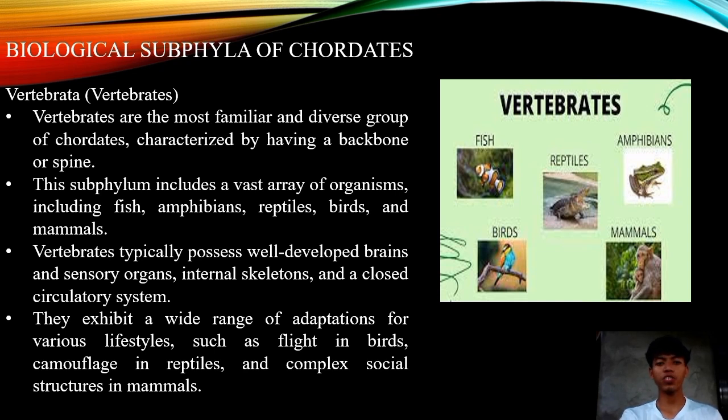One of the defining features of vertebrates is the presence of a backbone or spine, which provides structural support and protection for the spinal cord and internal organs. Vertebrates also encompass a vast array of organisms, including fish, amphibians, reptiles, birds, and mammals. This diversity is evident in their morphology, behavior, habitat preferences, and ecological roles.